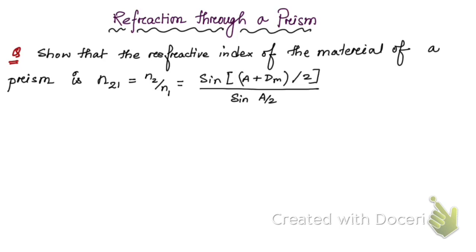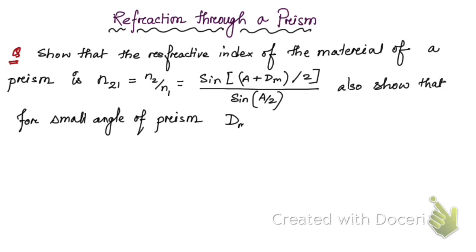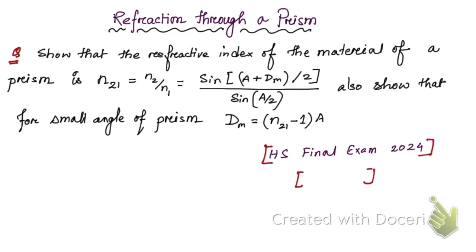n21, that is equal to n2 by n1, is equal to sine of (A plus Dm) by 2 divided by sine of A by 2. And also we need to show that for a small angle of prism, Dm is equal to (n21 minus 1) times A. This question was asked in the HS final examination 2024 under the Assam Higher Secondary Education Council. So now let me show you how to answer this question.